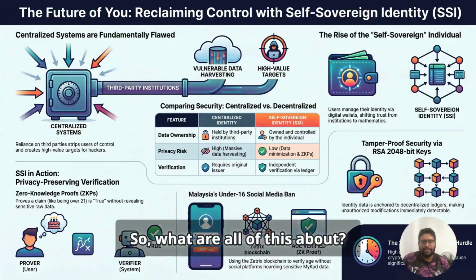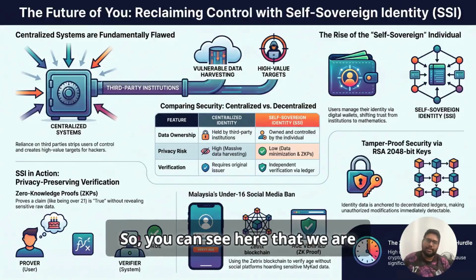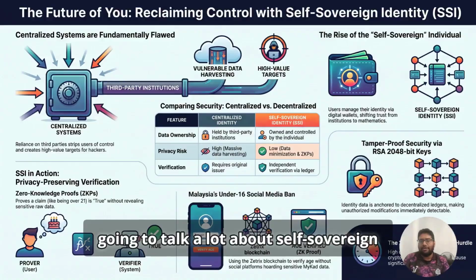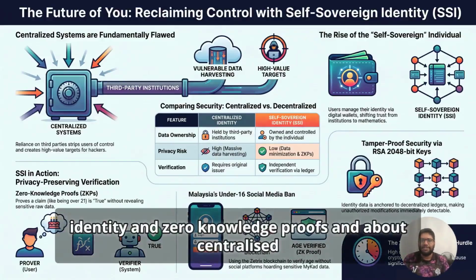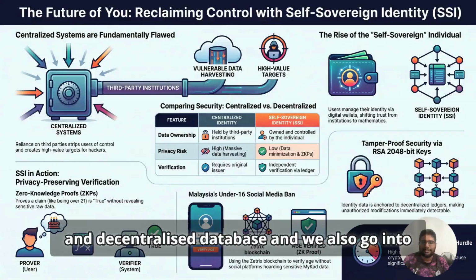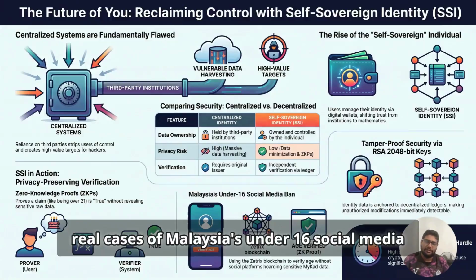So, what is all of this about? You can see here that we are going to talk a lot about self-sovereign identity and zero knowledge proofs, and about centralized and decentralized databases. We also go into real cases of Malaysia's under 16 social media ban.